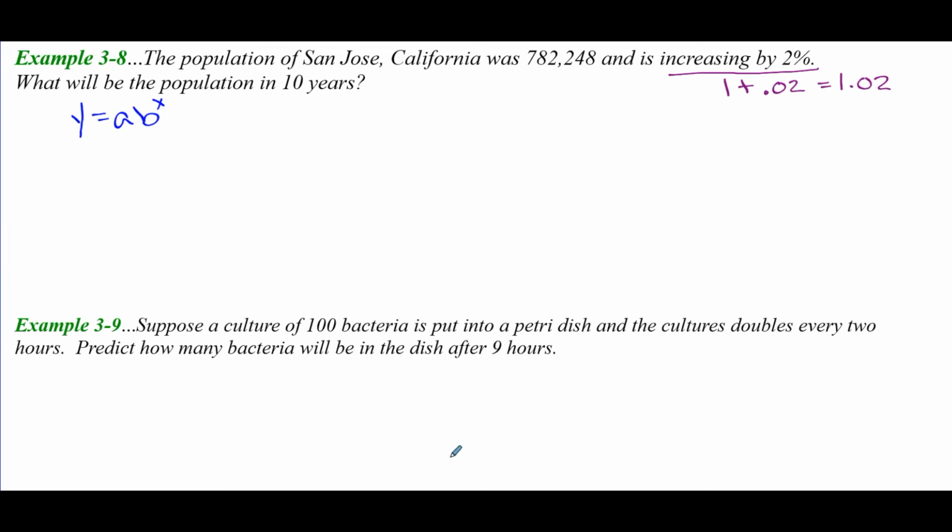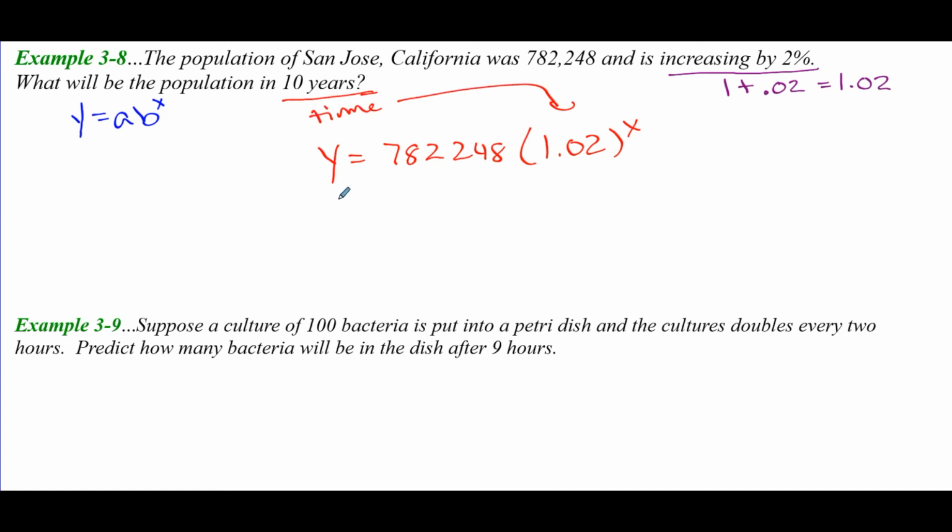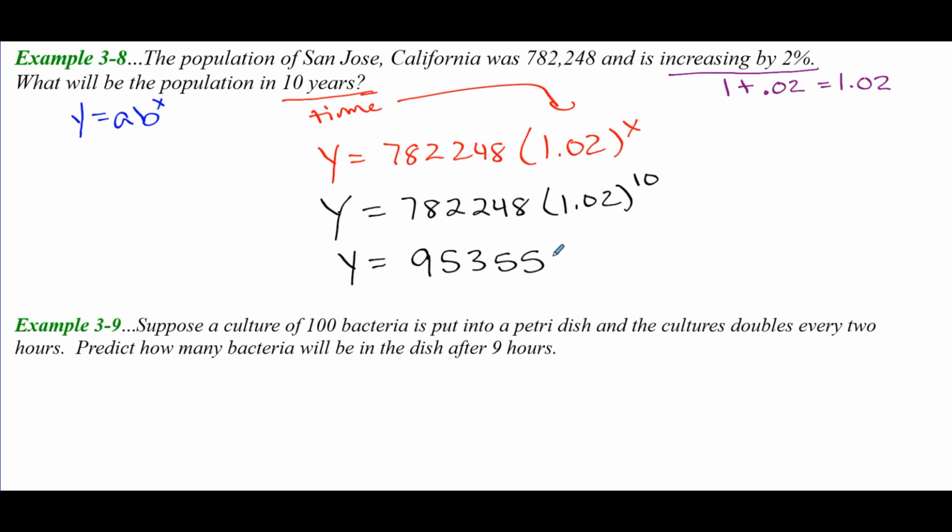So now I can write my equation. y equals 782,248 times 1.02 to the x. Now the question asks me what will the population be in 10 years. So remember, this is time, so it goes in for x. So we're going to say y equals 782,248 times 1.02 to the 10th, which gives us about 953,556.